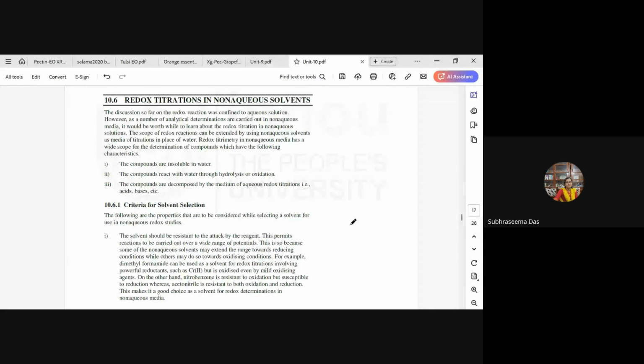The discussion that we have had so far was about redox potential in aqueous medium. Now we will talk about redox titrations in non-aqueous solvents. There are various compounds for which non-aqueous solvents are needed, like compounds that are insoluble in water, compounds which react with water through hydrolysis or oxidation, or compounds which are decomposed by aqueous reactions.